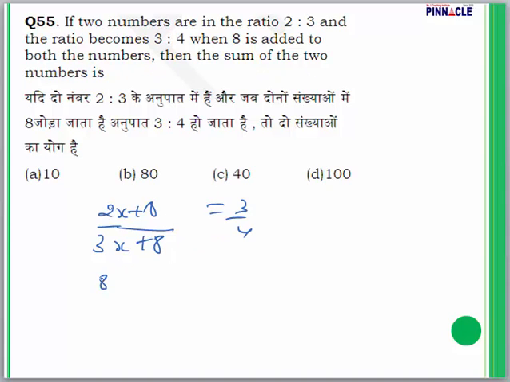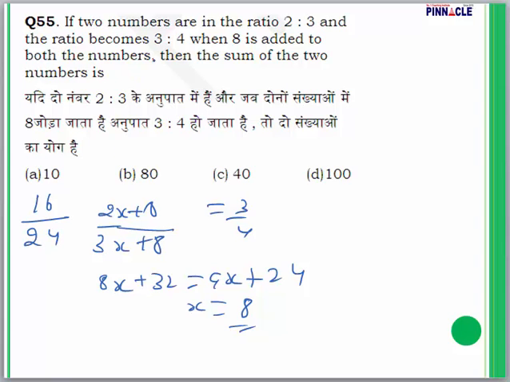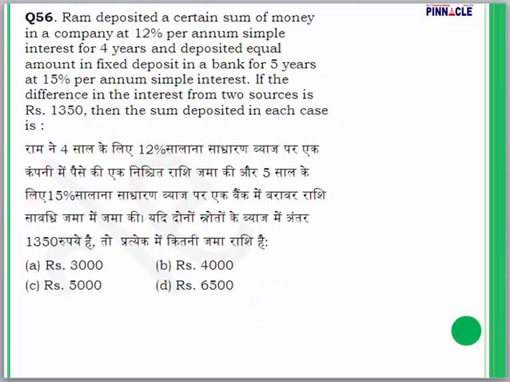Now solve this, cross multiply. You can say the value of x is equal to 8. It means this is 8 into 2, 16, 8 into 3, 24, and we have to find the value of the sum. The sum would be 16 plus 24, that is 40. 40 is the sum.